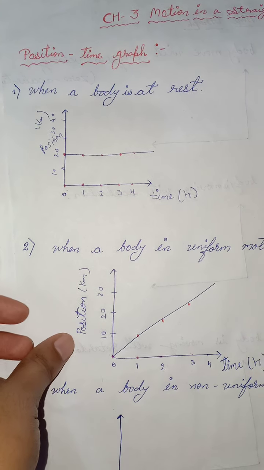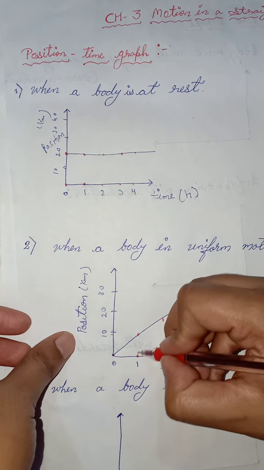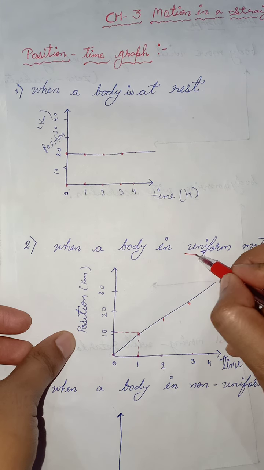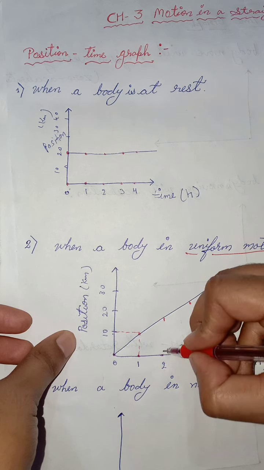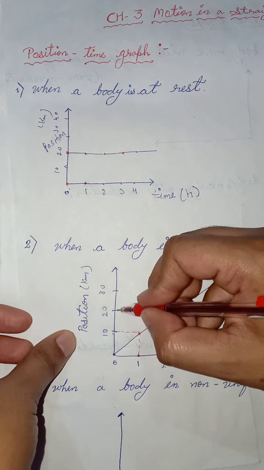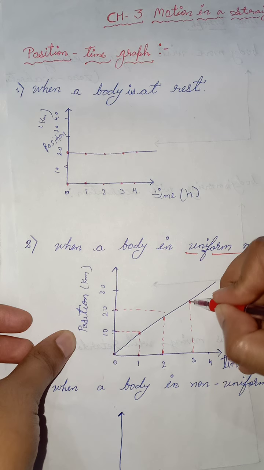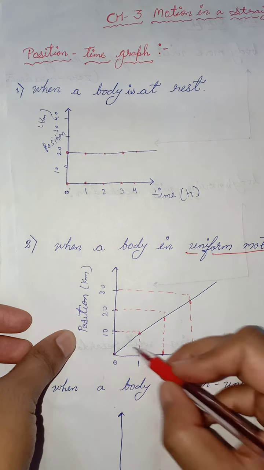Just see here, initially it is here, and in 1 hour it will travel 10 kilometer. If it is uniform motion, that means equal distance in equal time. Then again in the next 1 hour it will also cover the next 10 kilometers. In the next 1 hour it will also cover the next 10 kilometers. What pattern are we having? We are having a linearly increasing pattern.